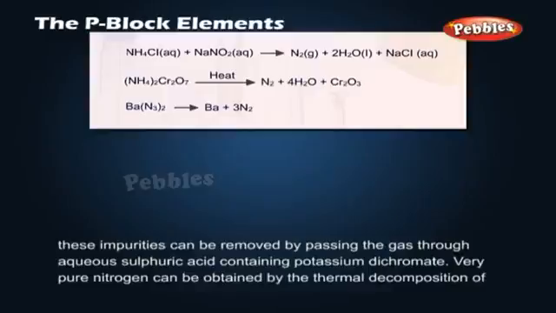These impurities can be removed by passing the gas through aqueous sulfuric acid containing potassium dichromate. Very pure nitrogen can be obtained by the thermal decomposition of sodium or barium azide.